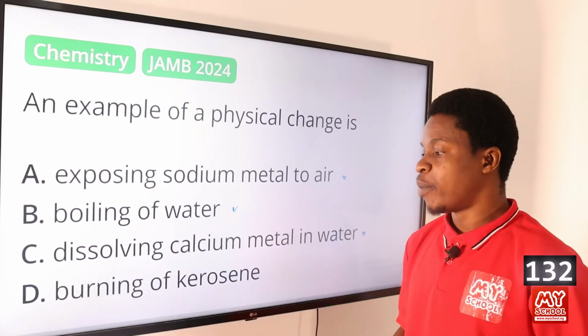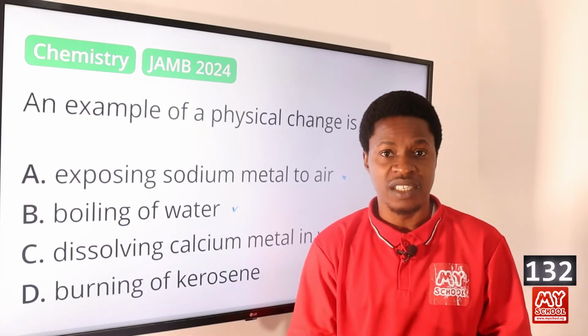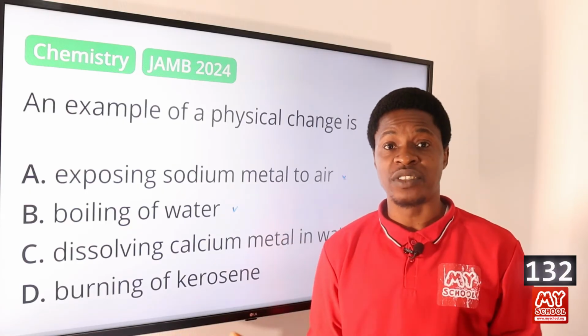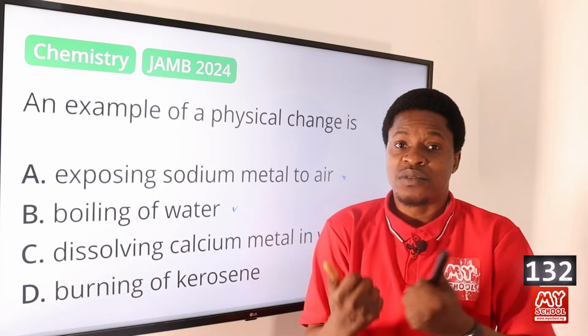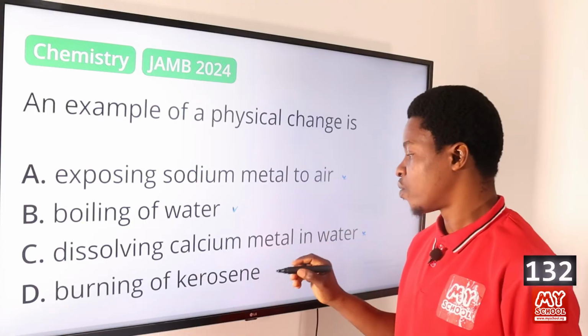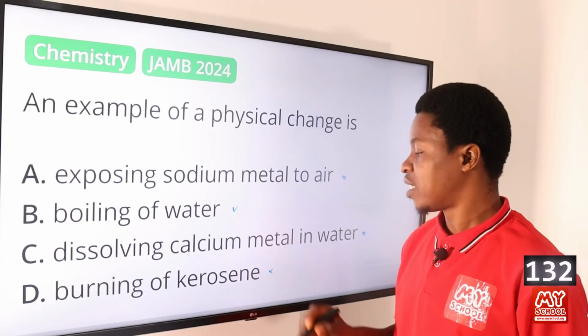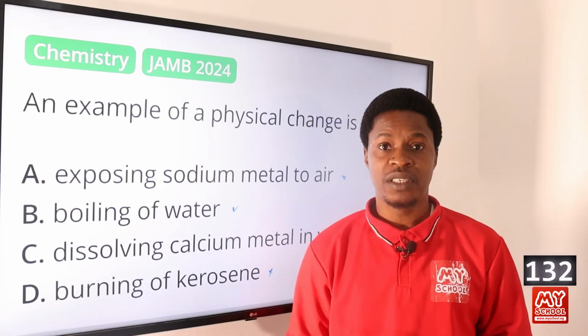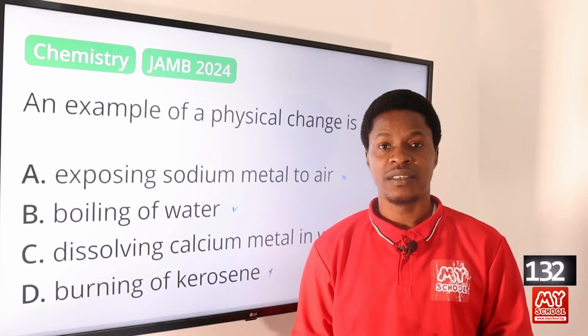Option D says burning of kerosene. If you burn your kerosene, what happens? It goes off. It is fuel. Once fuel is burnt, you can't gather it back to get what you want. It is gone. So this is also a chemical change, so this is eliminated. So the correct answer here is option B, boiling of water.